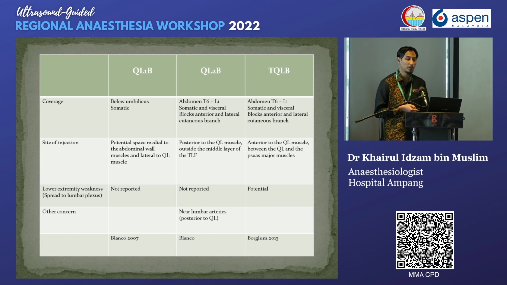So what are the differences between QL1, QL2, and QL3? The coverage for QL1 is just below the umbilicus and usually covers somatic. It doesn't cover visceral. So QL2 block covers the dermatome from T6 to L1. It covers both somatic and visceral, and blocks the anterior and lateral cutaneous branch of the intercostal nerve. So for the QL3, the dermatome it covers is from T6 to L1, covers both somatic and visceral, and blocks the anterior and lateral cutaneous branch of the intercostal nerve.